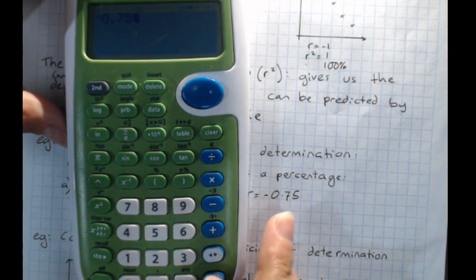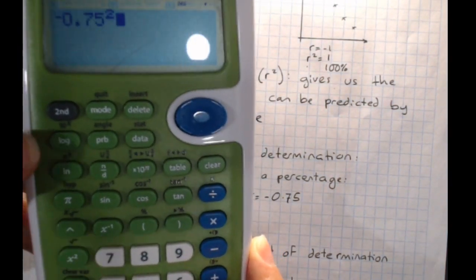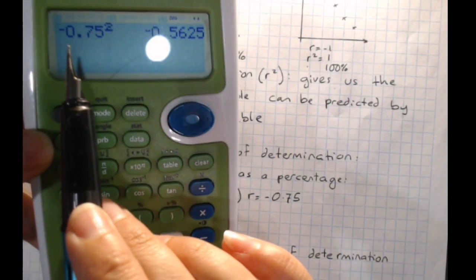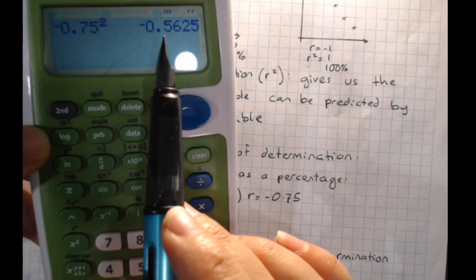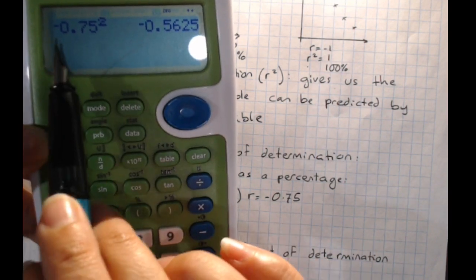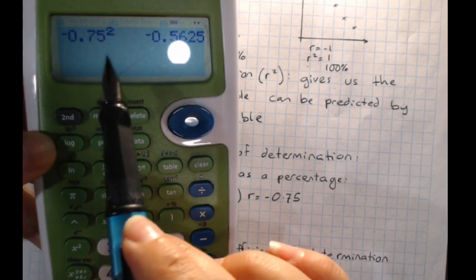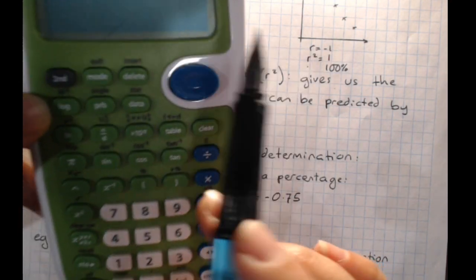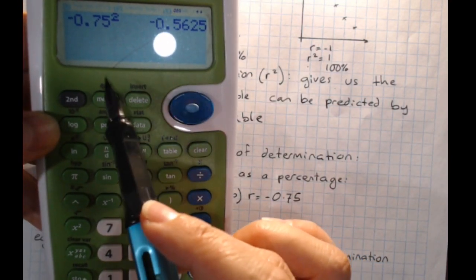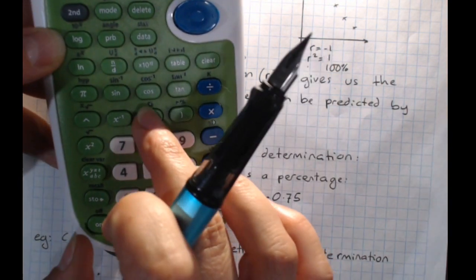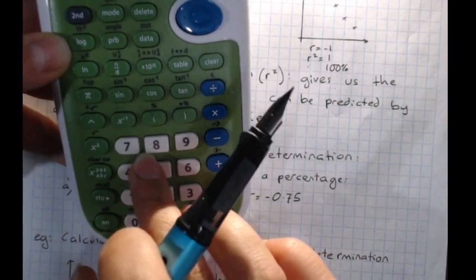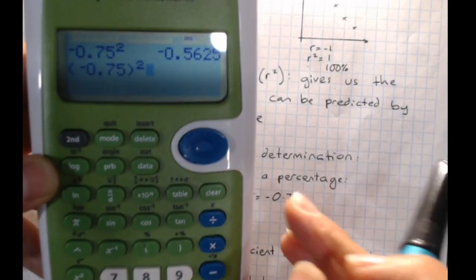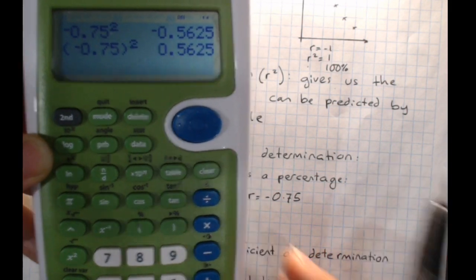If r is a negative 0.75 and square it. Now, see what happened here. I typed it in, I hit squared, and I got a negative. And you know you shouldn't get a negative because your calculator is programmed to follow order of operations. And order of operations says you do the power first. So it's doing it right. If you want to square a negative on your calculator, you must put brackets around the negative. Brackets, negative 0.75, close your bracket, and then square it. And we will get a positive.